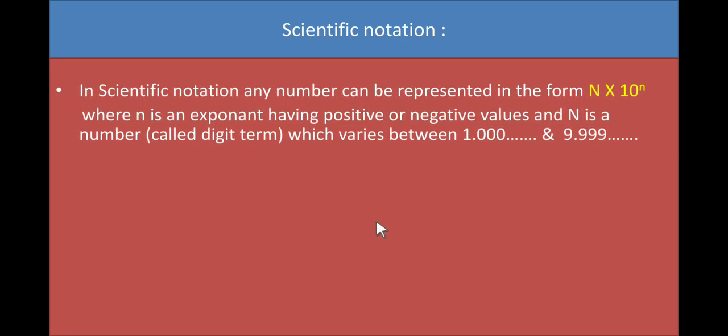In scientific notation, any number can be represented in the form of N into 10 to the power n, where small n is the exponent having positive or negative values, and capital N is a number called digit term, which varies between 1.000 and so on and 9.999 and so on. To understand the scientific notation, we are explaining this here with an example.